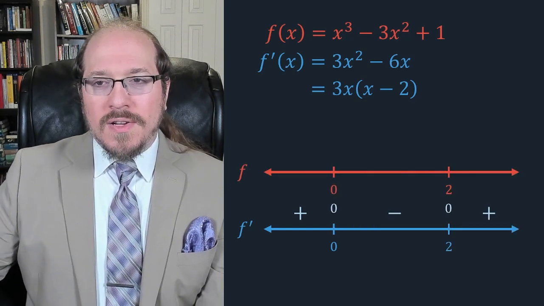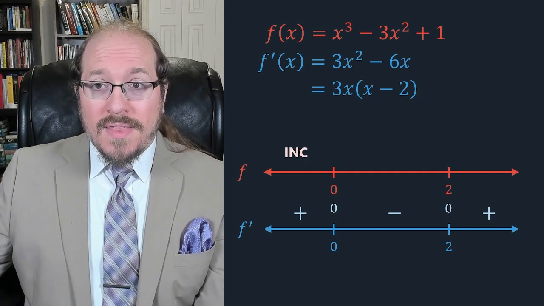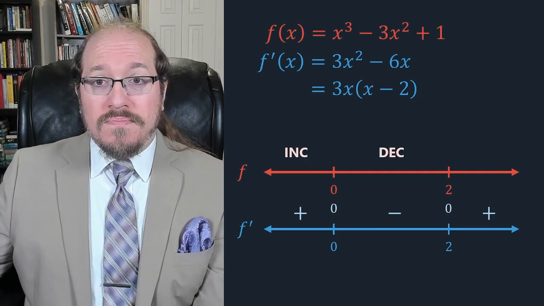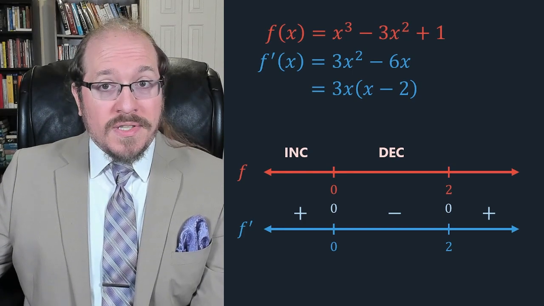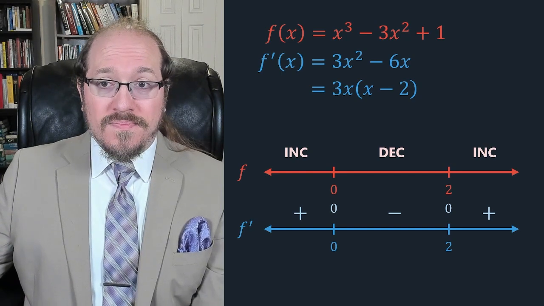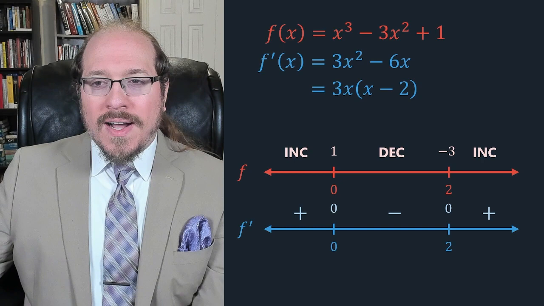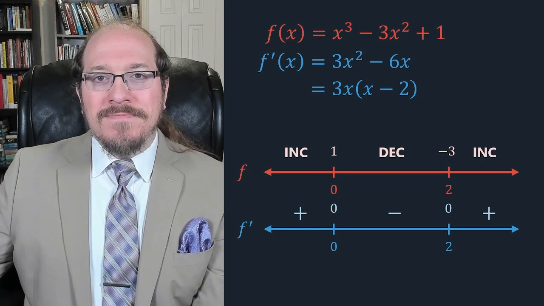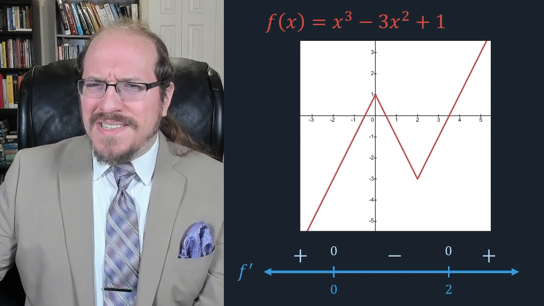So to put it all together, starting from the left, f is increasing, then it levels off at x equals 0. Then it decreases until it levels off again at x equals 2. Finally, it increases for the rest of the graph. If we plug in some values to get a few reference points, we find that the graph should look something like this. Wait a minute, that doesn't seem right.